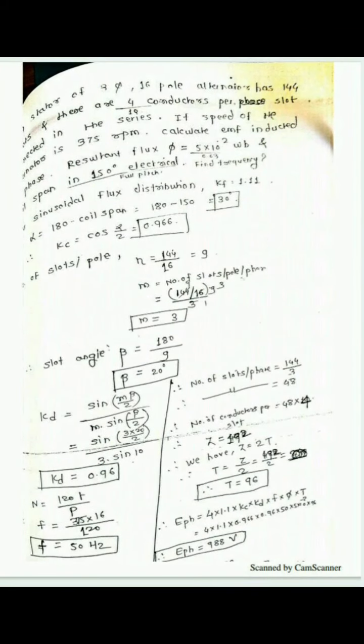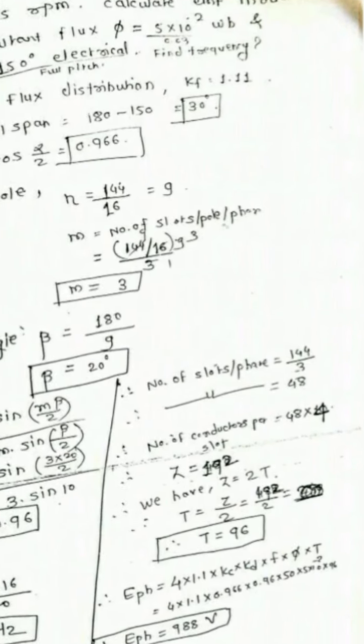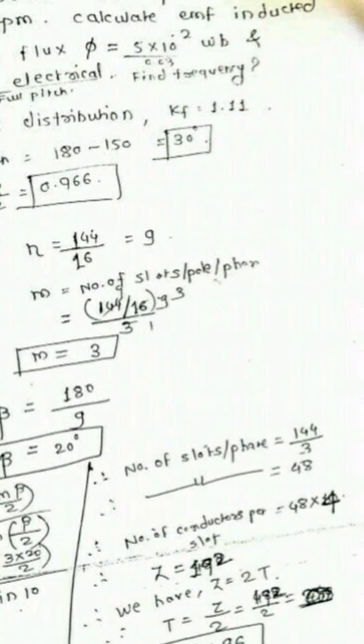For solving this problem, we want to know the fundamental equation, that is the EMF equation of the alternator, 4.44 kc kd f phi t. In the given problem, we have the value of flux, and we want to find out the value of frequency and the value of t, because t is the number of turns. This problem has a coil span of 150 degrees.